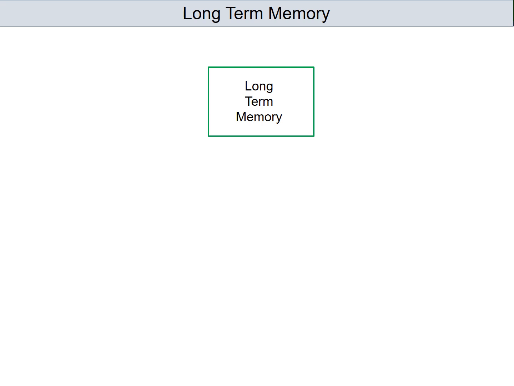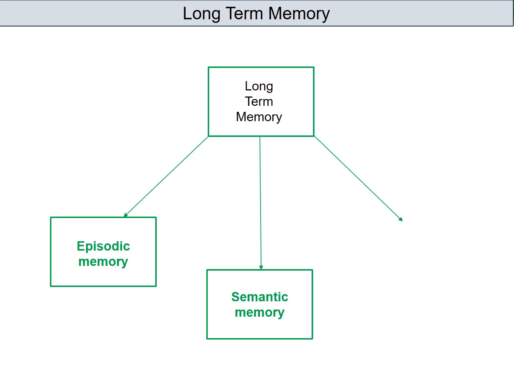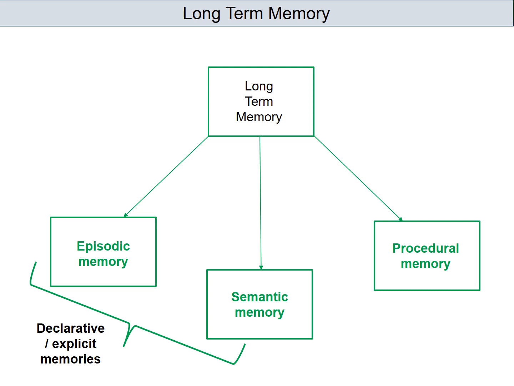So long-term memory we think is divided into about three sections. We've got episodic memory, semantic memory and procedural memory. Now episodic memory and semantic memory are both what we could call declarative or explicit types of memory. Procedural memory we would term non-declarative or an implicit type of memory.